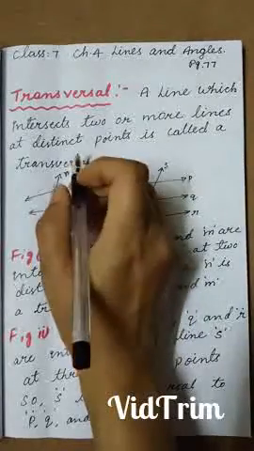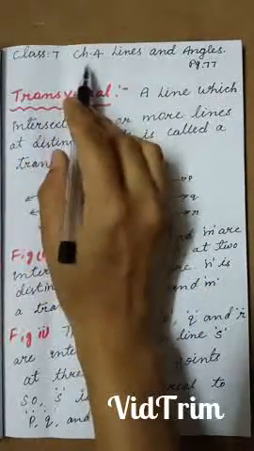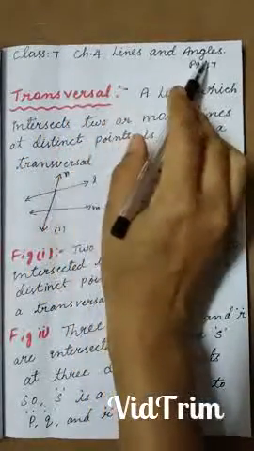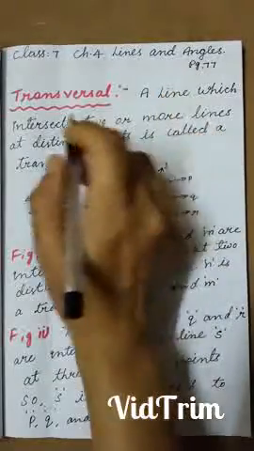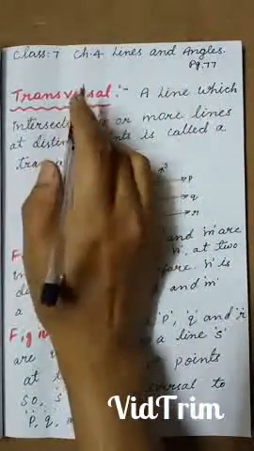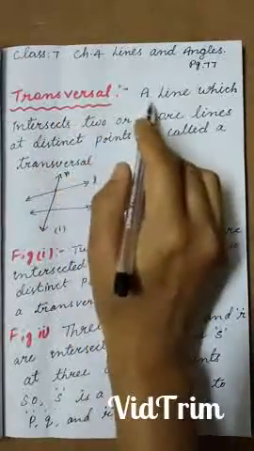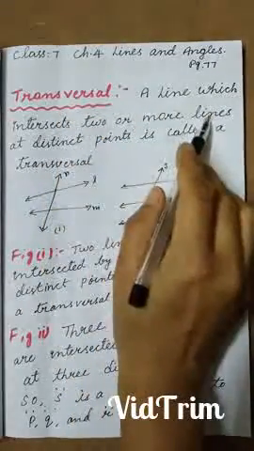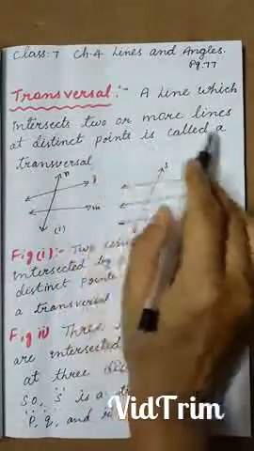Good morning, children. Today we are discussing Class 7, Chapter 4, Lines and Angles, page number 77 of the textbook. Our topic is transversal. What is the meaning of the transversal? A line which intersects two or more lines at distinct points is called a transversal.